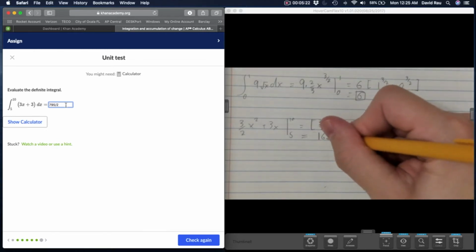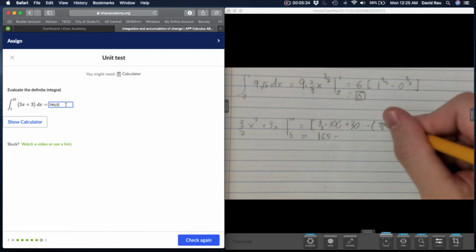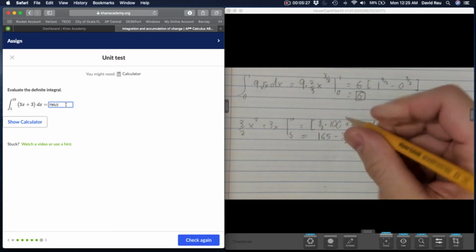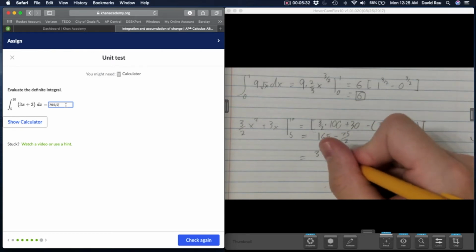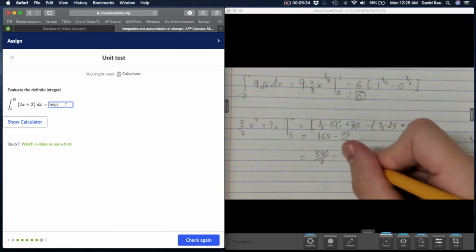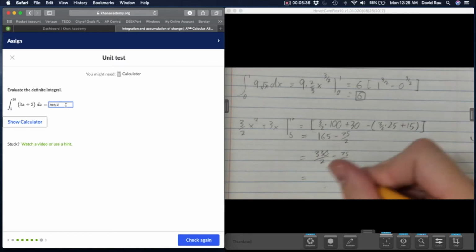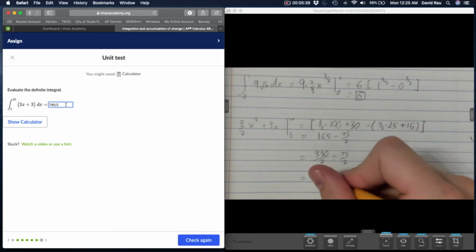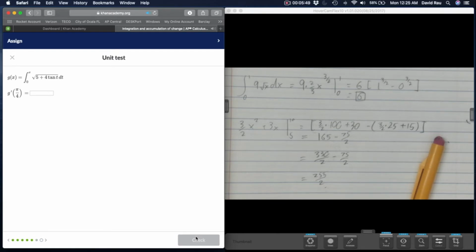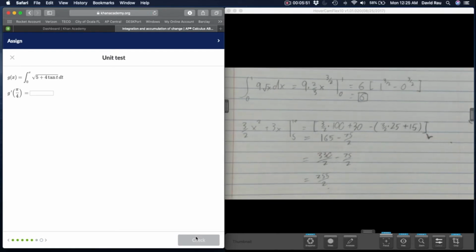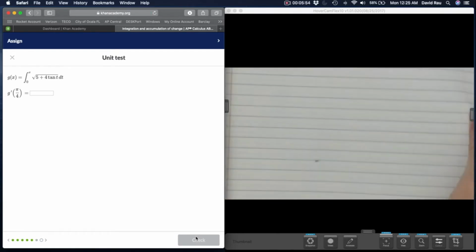So I have 180 minus 15, and that's 165, and then I still have the negative, this will be 75 over 2, so I need to get a common denominator of 2. That's going to be 330 over 2 minus 75 over 2, and that's going to be 255 over 2. There we go. Got that wrong more times than I wanted to.